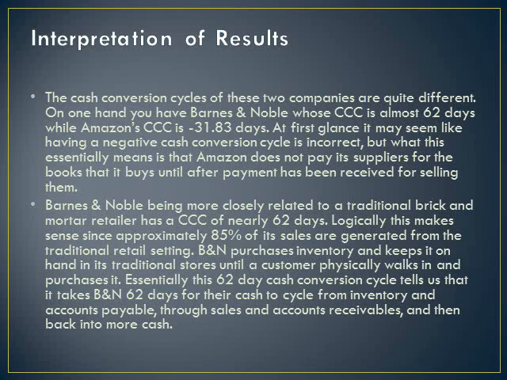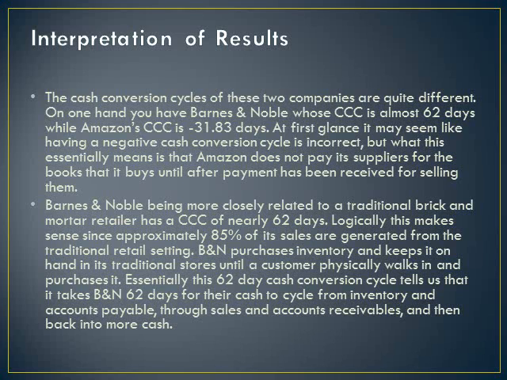Interpretation of these results. The cash conversion cycle of these two companies are quite different. On one hand, you have Barnes & Noble's, whose CCC is almost 62 days, while Amazon's is nearly negative 32 days. At first glance, it may seem like having a negative cash conversion cycle is incorrect, but what this essentially means is that Amazon doesn't pay its suppliers for the books that it buys until after payment has been received for selling them.